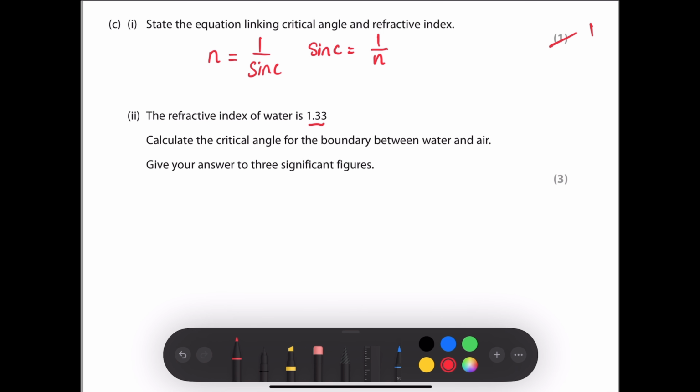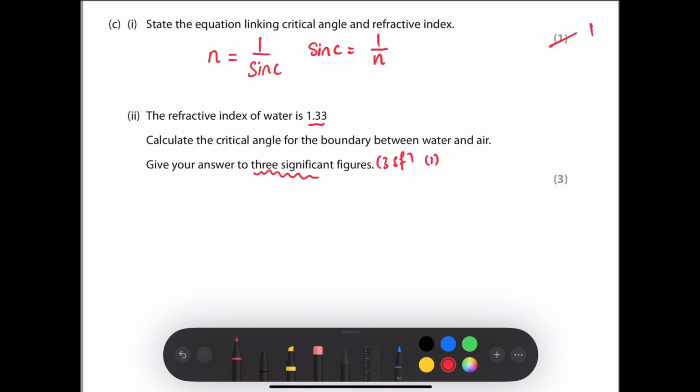Critical angle for the boundary between water and air. Give your answer to 3 significant figures. Please do not forget this one. So you will get 1 mark for showing 3 significant figures. Let me write: sine critical angle is 1 over n. So sine the critical angle is 1 over 1.33.